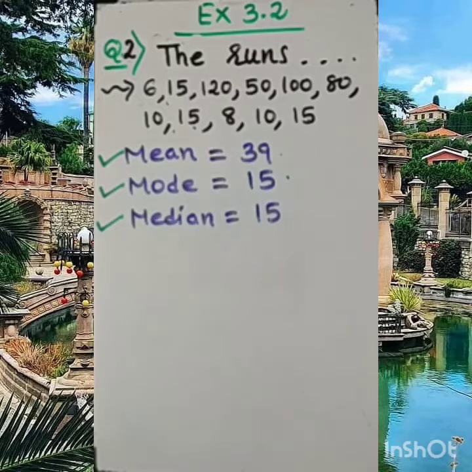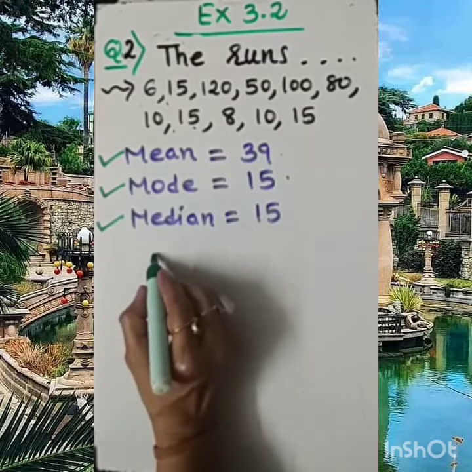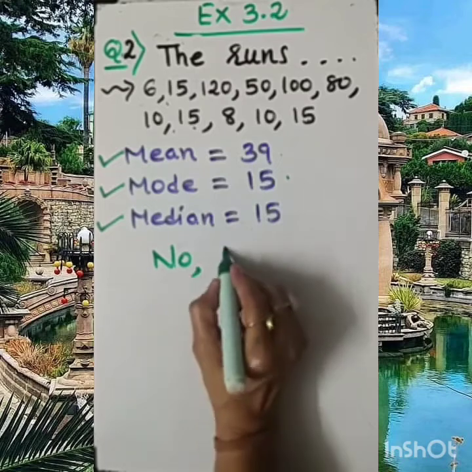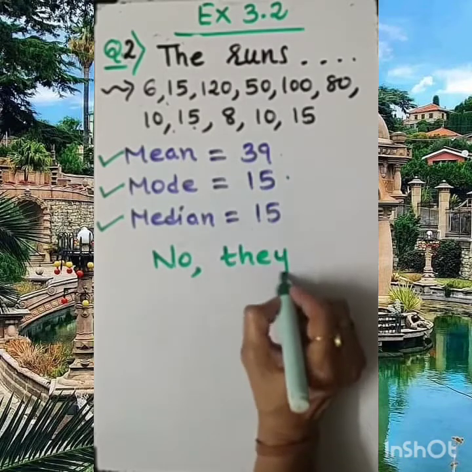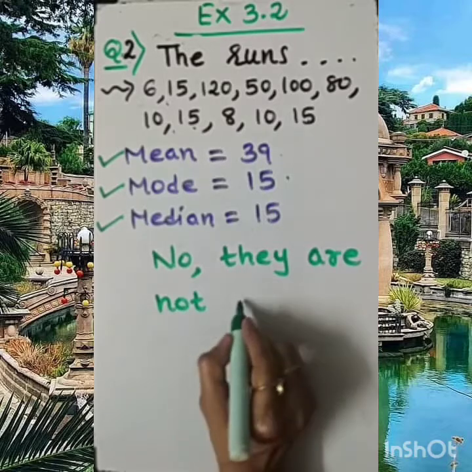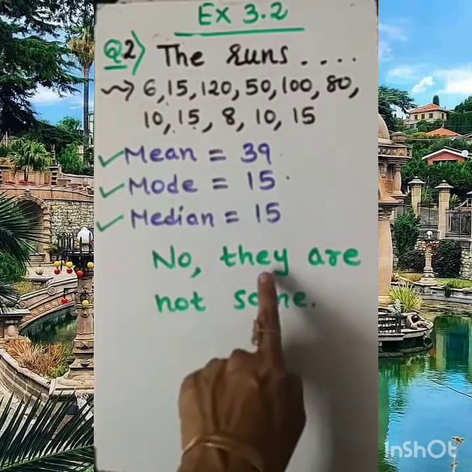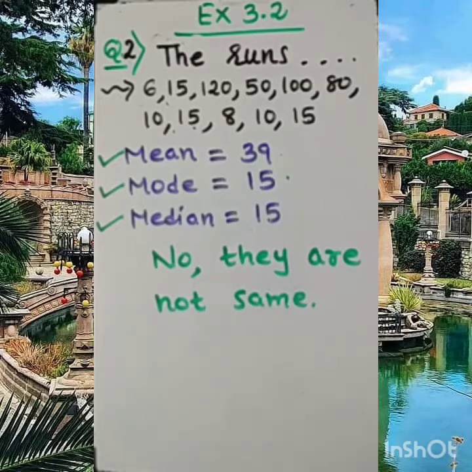So observing all three results, we can come to the conclusion: no, they are not similar. Mean, mode, and median, all three are not the same. This is the complete solution of question number 2. Clear to you?